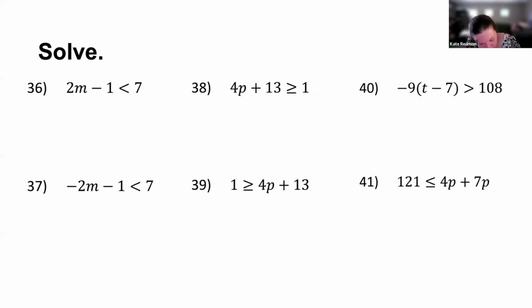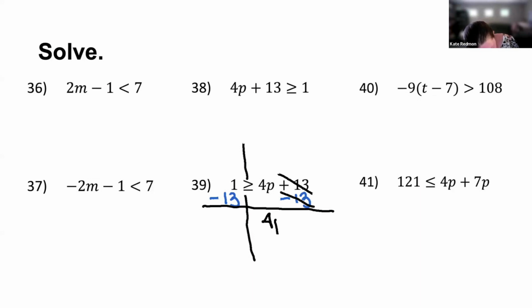39. 1 is greater than or equal to 4p plus 13. Couple of ways to tackle this, but I think I will isolate first. So looking at this, P is not alone. It has a 4 and a 13 hanging out. If I want to get it alone, I'm going to use opposites on both sides, working even the order of operations backwards. Adding 13 and subtracting 13 are opposites, they cancel.